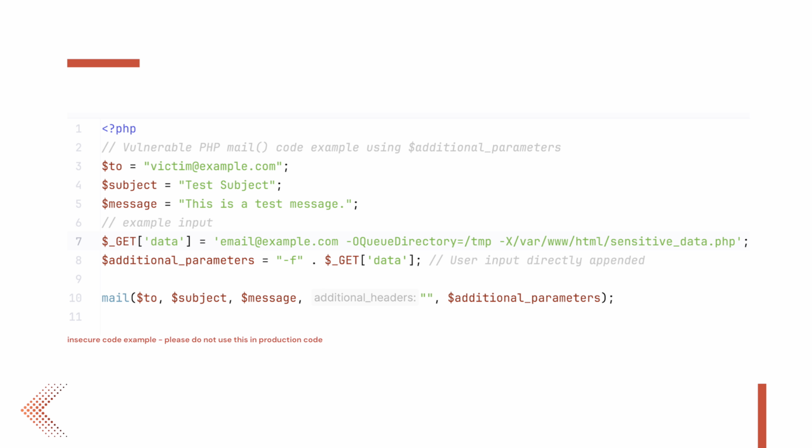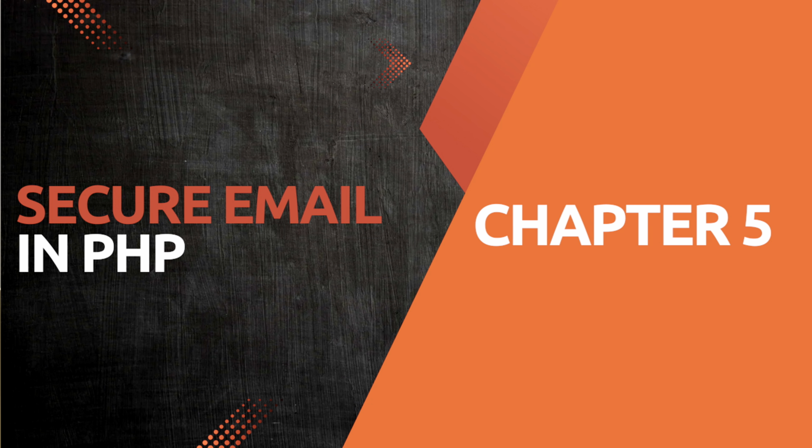Another critical risk is the additional parameters argument. This allows PHP to communicate with external mail transfer agents, MTA, which can be exploited to execute additional shell commands. For instance, here the parameter is directly taken from the user input. An attacker can use this to modify the MTA behavior, redirect logs, or even execute malicious commands on your server.